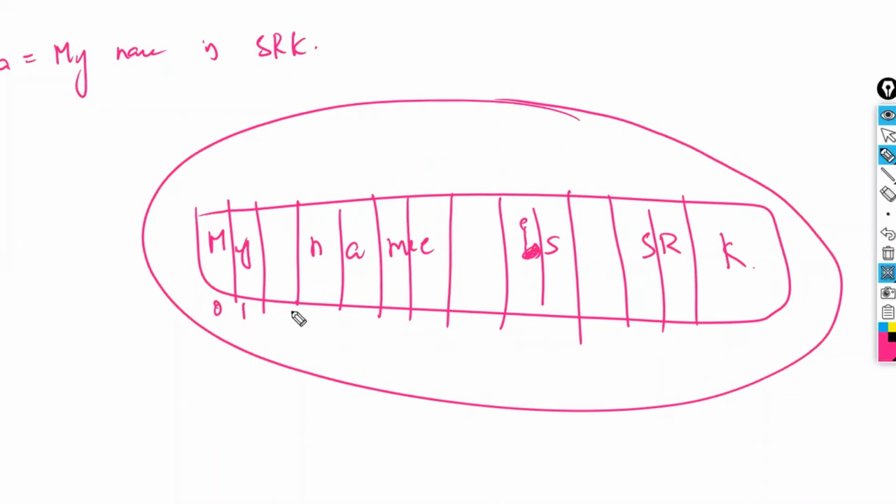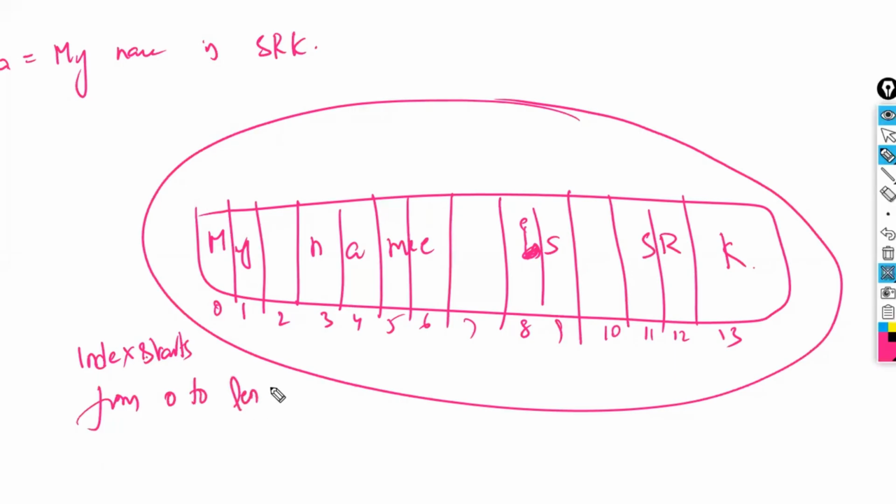For each of them, they have added index numbers, up to 13. The index number starts from 0 to n minus 1, that is, length minus 1. The index number in Python starts with 0. That is the syntax, that is the rule in Python. 100% it has to start from 0 only. No, sir, it should not start with 0.